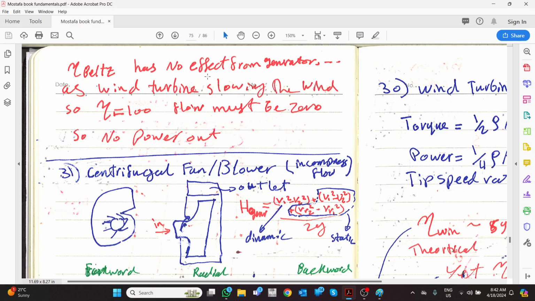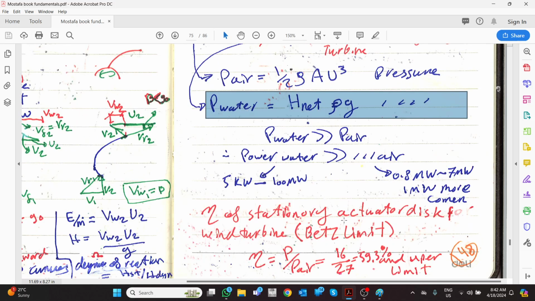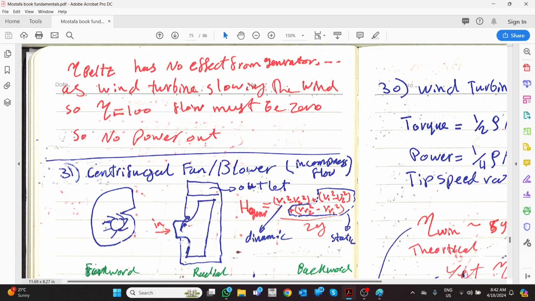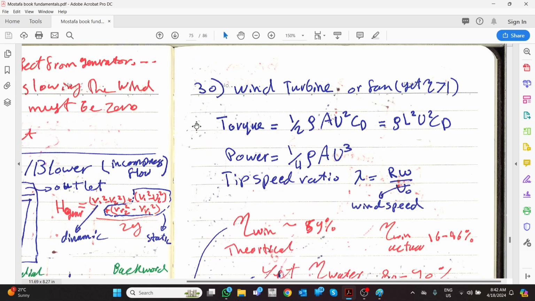So, by the way, this efficiency didn't take into account any other losses, huh? The mechanical losses themselves. No, it's not taking into account any mechanical losses. Okay. This is what we discussed. If it is slow wind it must be zero, and if you stop the wind fully, you will have zero power. Okay, this one we finish.